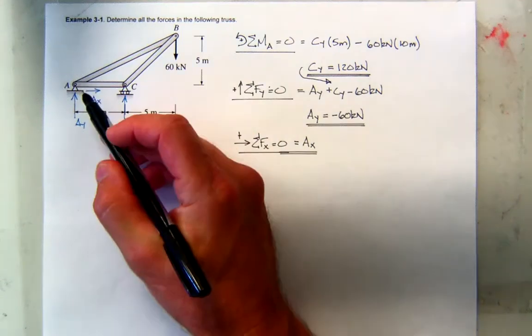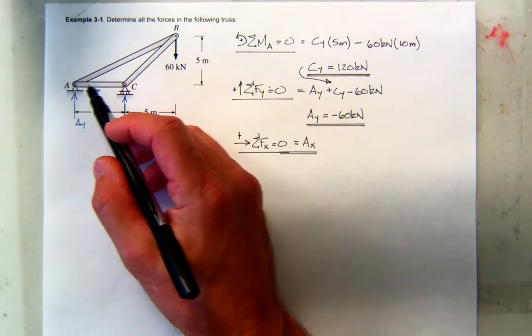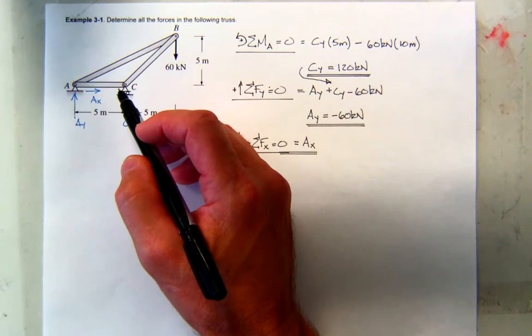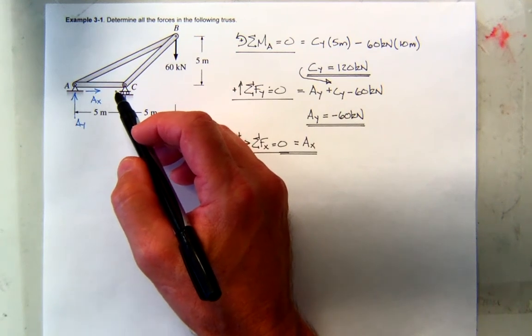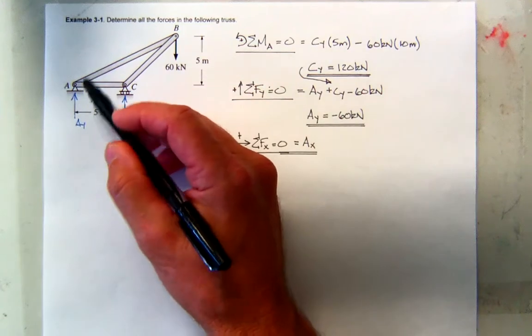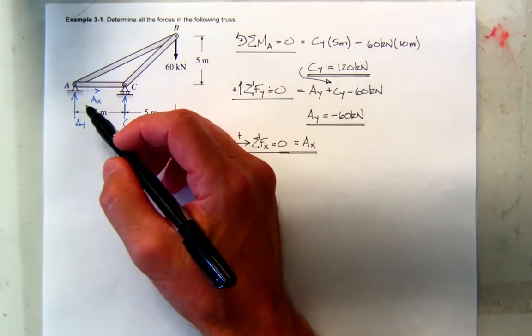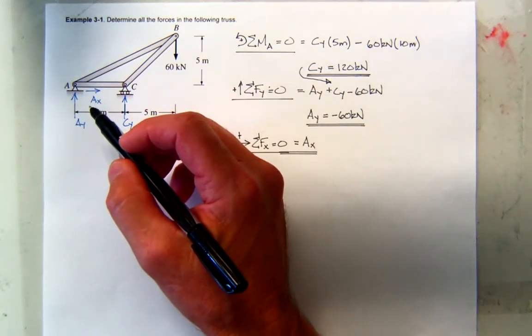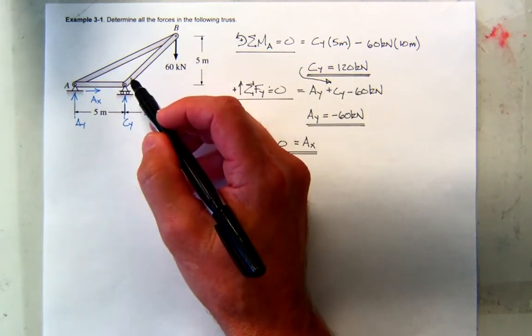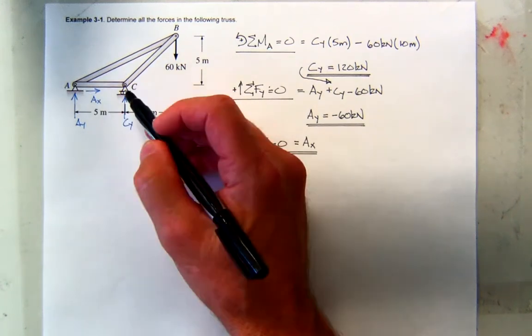What if I go over to A? Does AC have XY components? It has an X component. Does it have a Y component? No. So that means AB is the only one with a Y component. So that's a good place to start with summing forces in the Y direction. The same thing could be said for C. Same idea. You've got one that's just an X and then one XY.